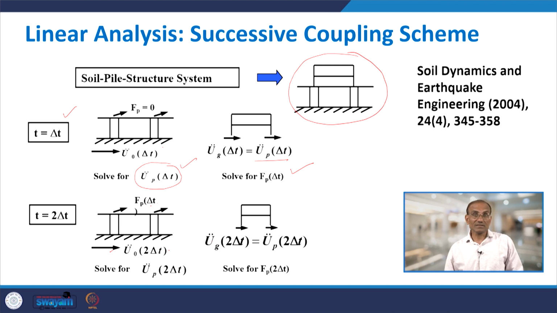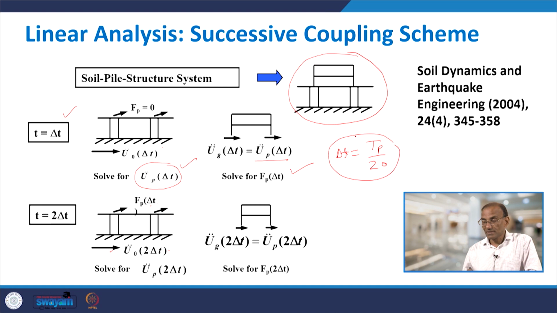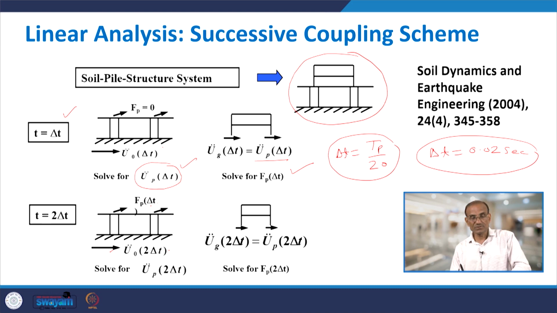Now the success of this scheme depends on how small you consider delta t. For harmonic excitation we consider delta t to be less than Tp by 20, where Tp is the time period, and for time history analysis delta t may already be given to you. Normally, for example, delta t for many earthquakes is 0.02 second. Using this you solve and find out the response of the system.